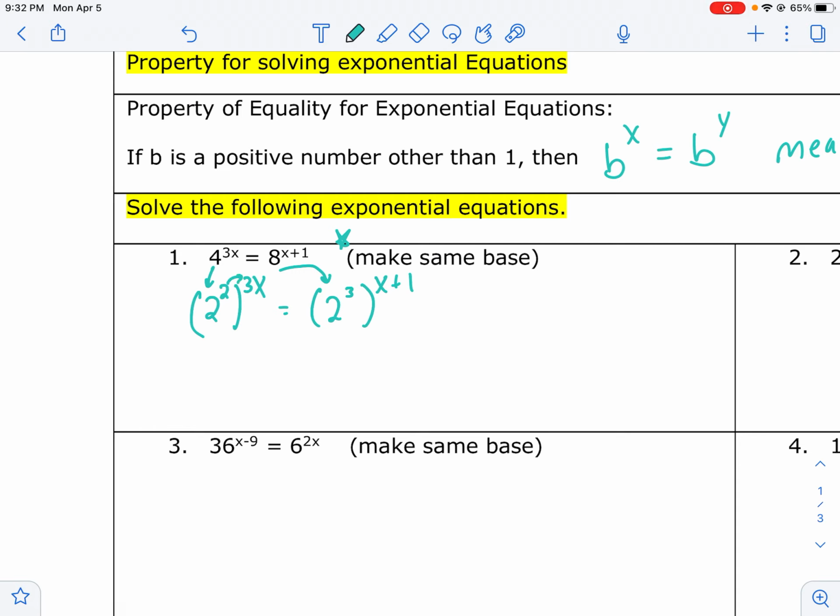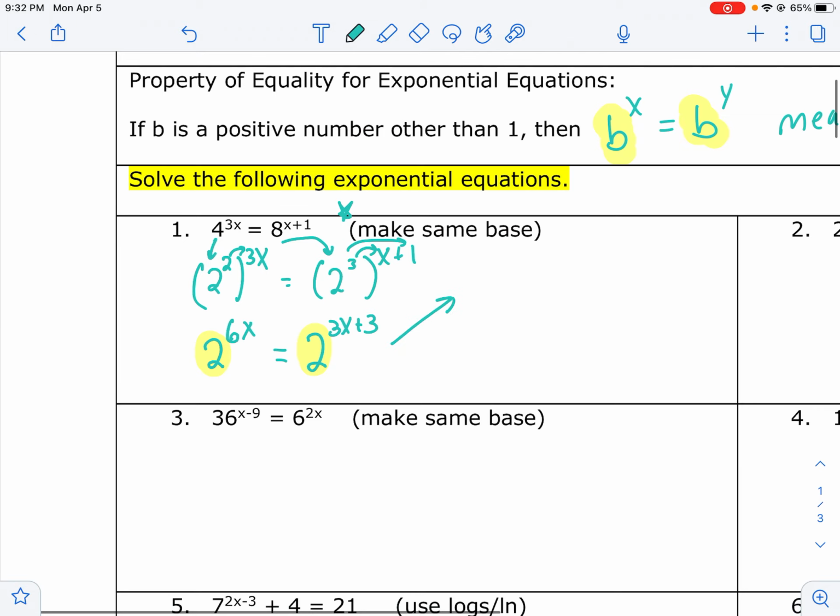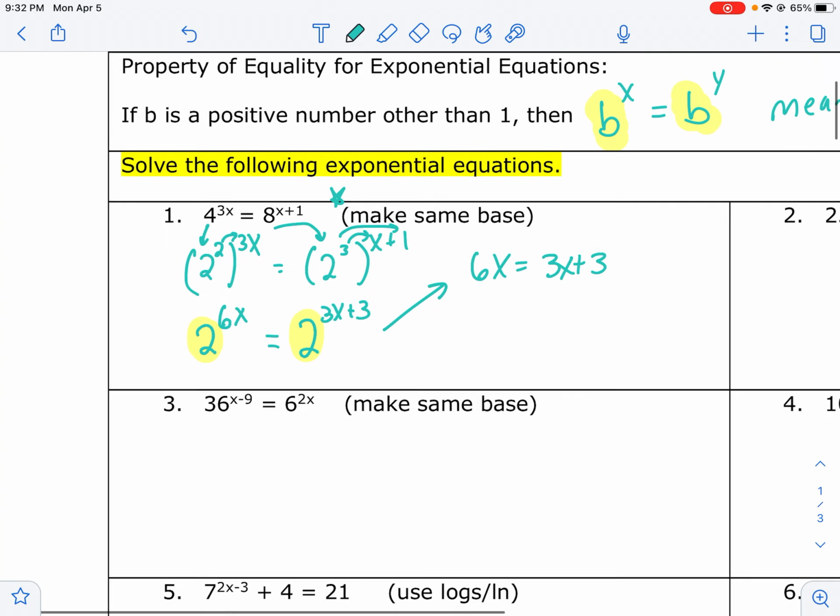Now we can use our exponent rule, raising a power to a power. That would be 2 to the 6x is equal to, and then we distribute this 3 to the x and the 1, 2 to the 3x plus 3. Now, just like the property above, we have the same base, right? The base here is 2, the base here is 2. So then we can drop the bases and just say that 6x is equal to 3x plus 3.